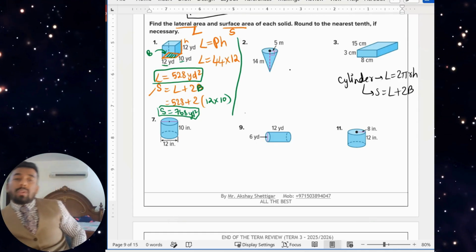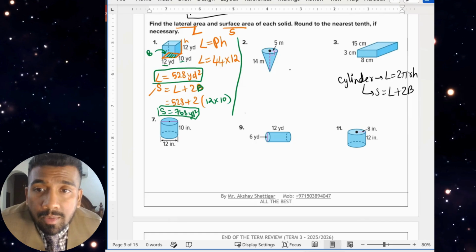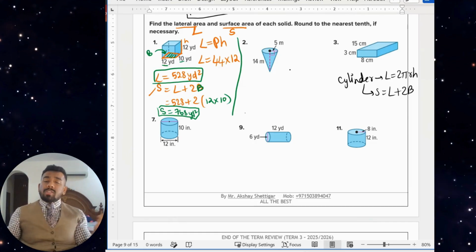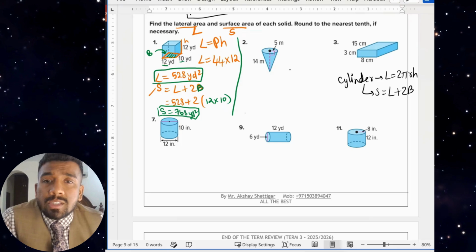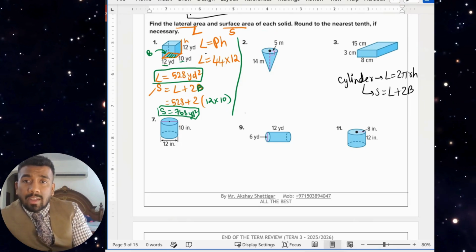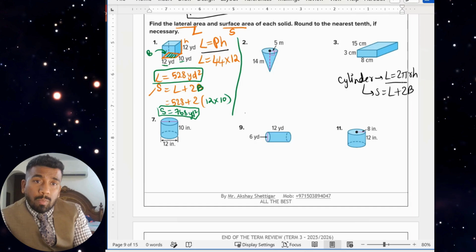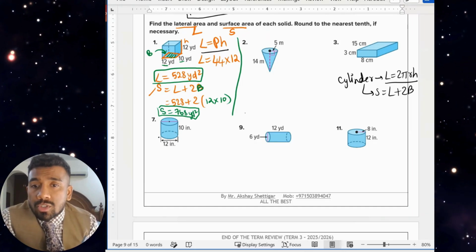That's why I wanted to do it now, after the prism. Because same like the prism, the surface area is L plus 2b. The only difference is your lateral area. Lateral area here was p h, here it is 2 pi r h. So let's do question number 7.